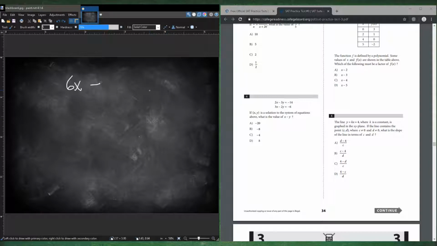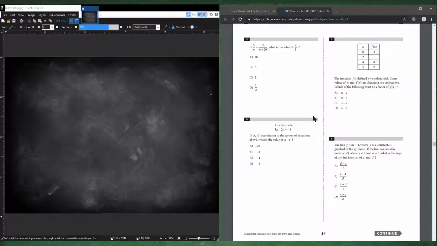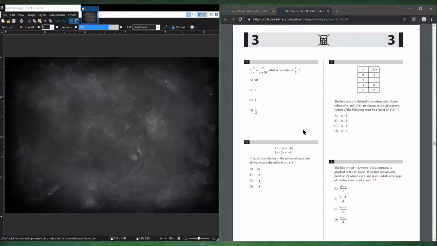It could be easier. Usually the SAT uses a positive and negative on one side, so like there will be a negative y and a positive y, or a negative x and a positive x. But since they're both negative, you have to use this method.